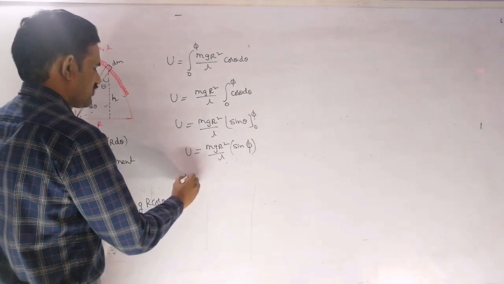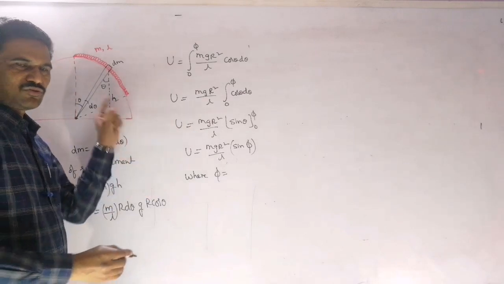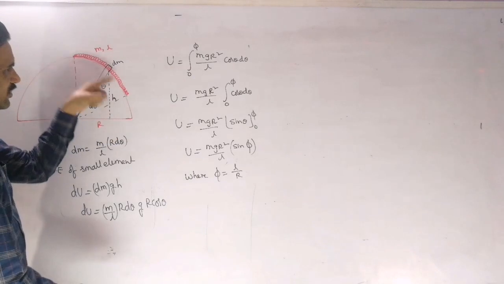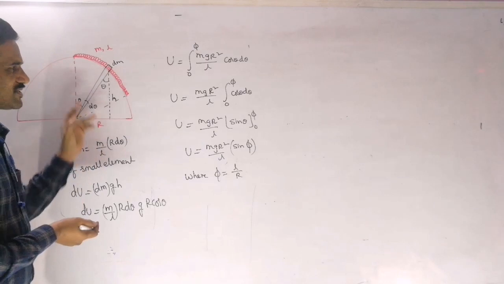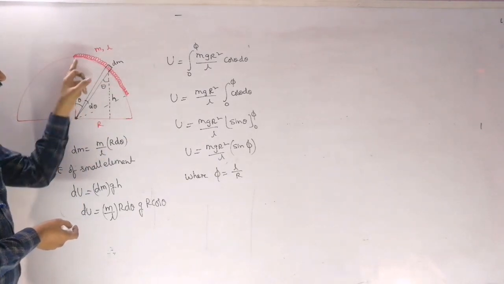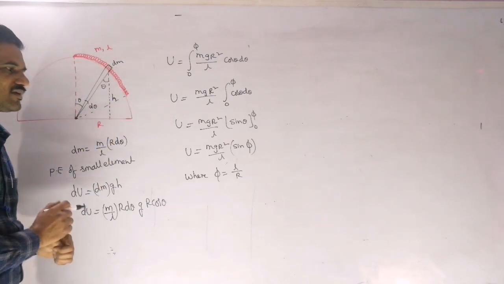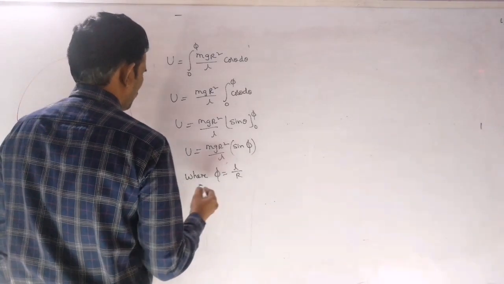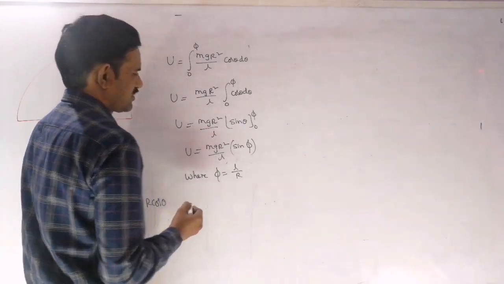Therefore this potential energy is mg r square by L into sin phi, where phi is nothing but the length of the chain by radius, L by r, the total angle subtended by this chain. That means phi is equal to length of arc by radius, so L by r. That is our phi value.